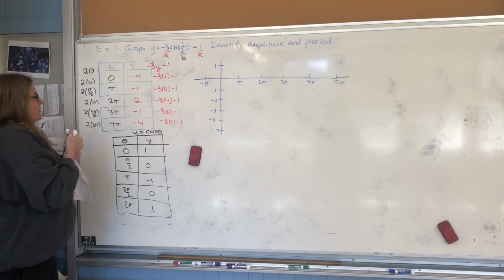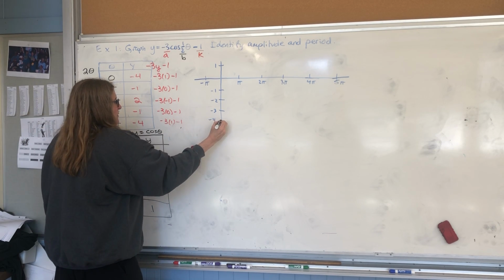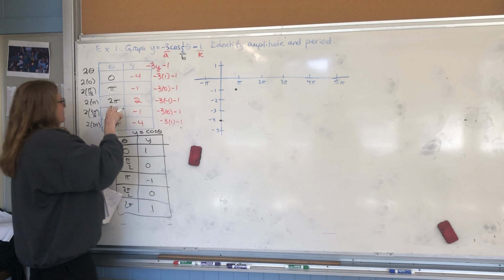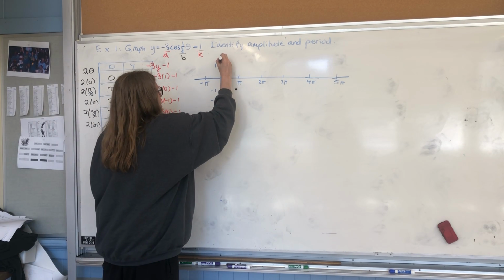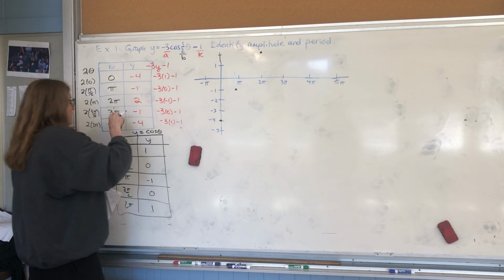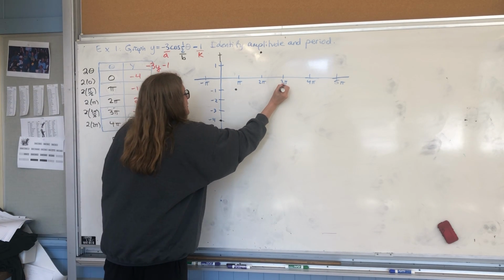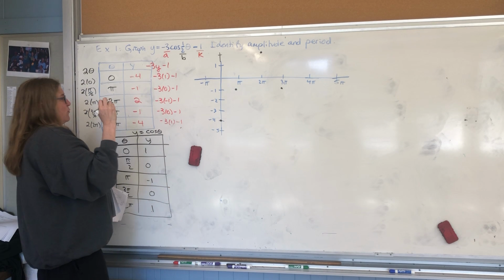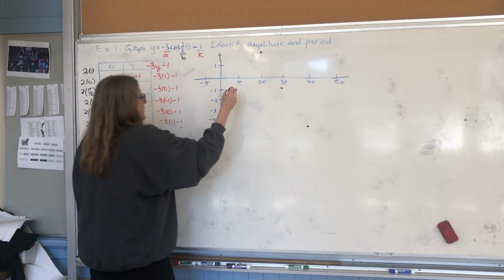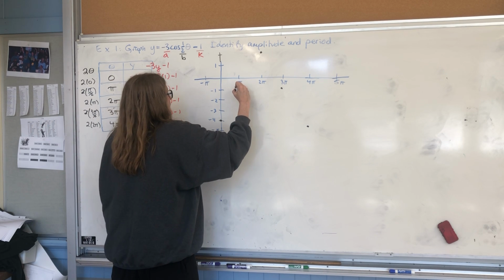So let's sketch this, see what it looks like. We're sketching 0, negative 4. Then we're sketching pi, negative 1. 2 pi, comma 2. Oop, didn't go up far enough. 3 pi, comma negative 1. And 4 pi, comma negative 4. So let's see what we got. We got this.